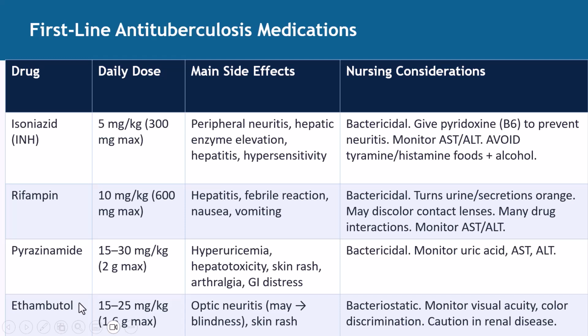Finally, Ethambutol. Unlike the other 3, Ethambutol is bacteriostatic. It inhibits bacterial growth rather than killing outright. Its most significant side effect is optic neuritis, which can potentially lead to impaired visual acuity and color discrimination. A baseline eye examination should be performed at the start of the treatment, and visual acuity and color discrimination should be monitored throughout. Use caution in patients with renal disease.